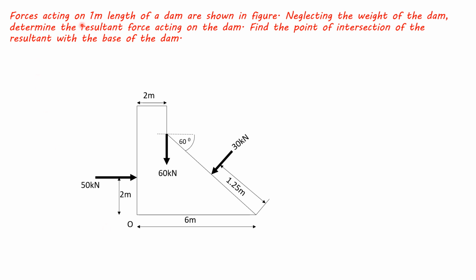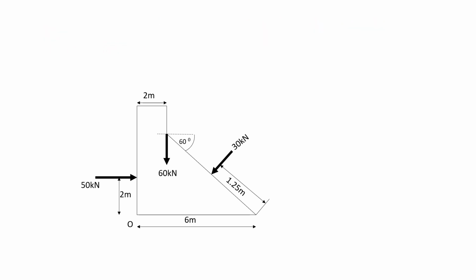Forces acting on 1 meter length of a dam are shown in figure. Neglecting the weight of the dam, determine the resultant force acting on the dam. Find the point of intersection of the resultant with the base of the dam.